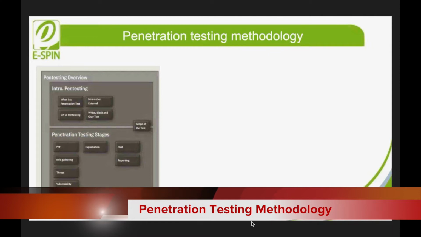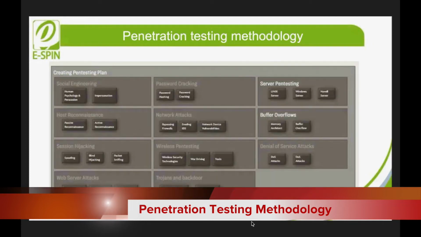Overview, what you must know. We will cover a few topics very quickly: pen test, internal versus external, and the scope of the test, and the stages: pre-engagement information gathering, threat modeling, vulnerability assessment, exploitation, post-exploitation, and cleaning up the machine, and then performing the reporting.